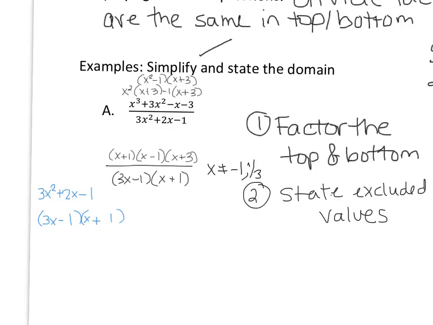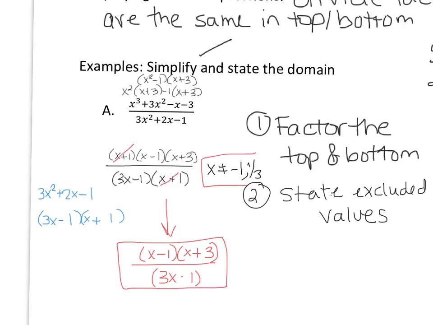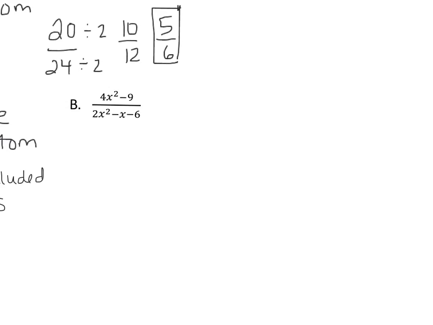So I can cancel out the x plus 1's, which will leave me with my final simplified expression, x minus 1 times x plus 3 on the top and a 3x minus 1 on the bottom. So this would be my simplified answer. This would be my domain or excluded values. Let's look over here at a second example.